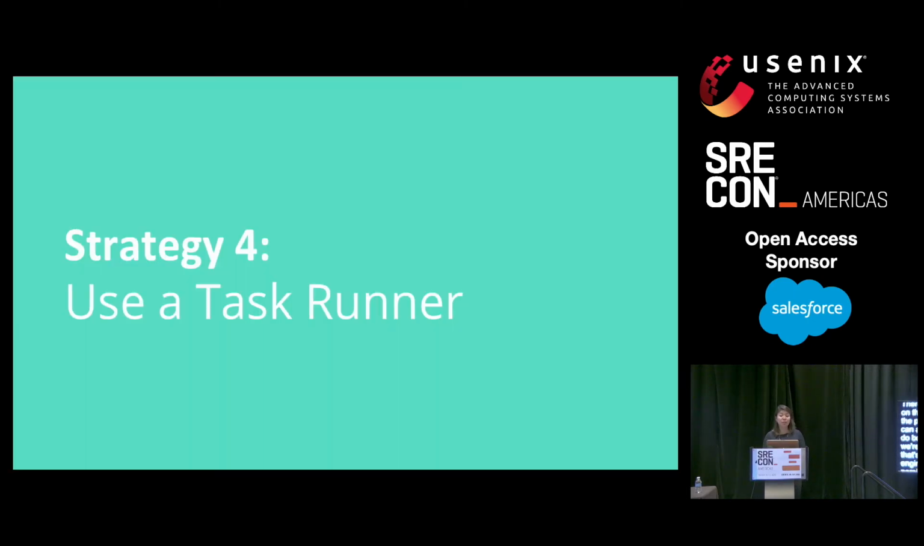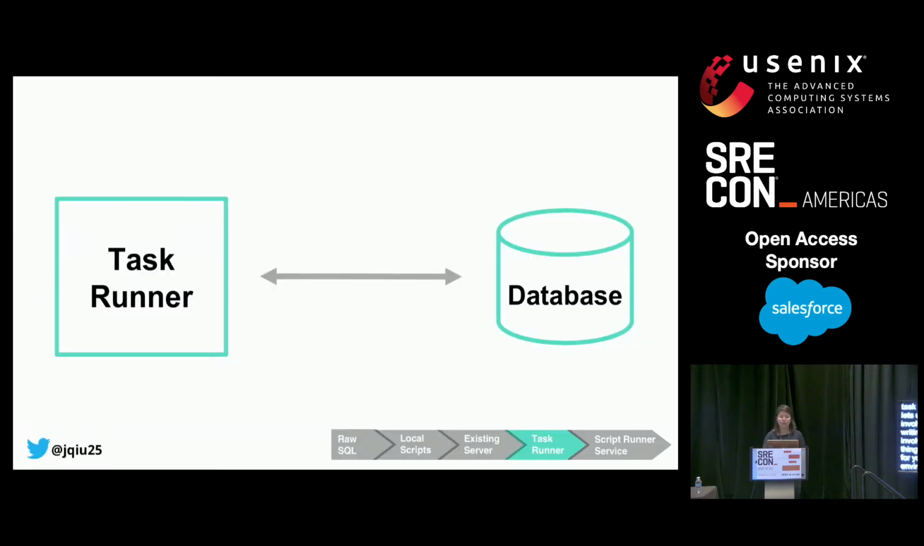So the next strategy we're going to talk about is using a task runner. A task runner is something that lets us automate the tasks involved in running a project and running a script, and it includes doing things like SSHing into the server for you, setting up the virtual environment, getting a copy of the code, all of those repetitive things that we had to do before.